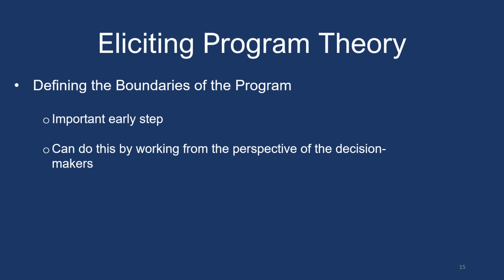One way to tackle eliciting or deriving or finding an implicit program theory is to define the boundaries of the program at issue. Since there is rarely, if ever, going to be only one correct definition of a program, a sound strategy is often to consult with or take on the perspective of the decision makers who are expected to act on the findings of the evaluation. They will likely be able to articulate what the program's purpose is and how the program is supposed to act, and ultimately what they expect to see in the outcomes.